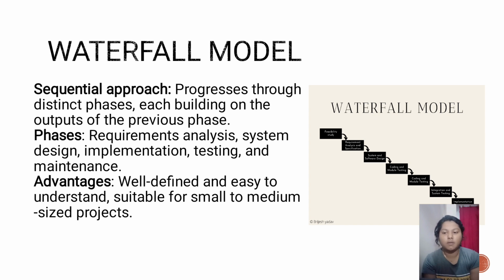Phases of the waterfall model: requirement gathering and analysis, system design, implementation and coding, testing and validation, and deployment and maintenance. Each phase of the waterfall model is completed before moving on to the next one, with no overlap between phases. This means that each phase must be completed and signed off on before the next phase begins.